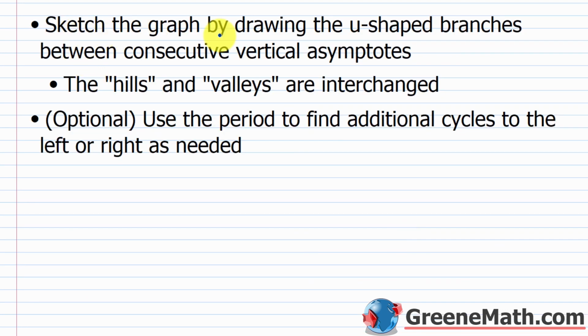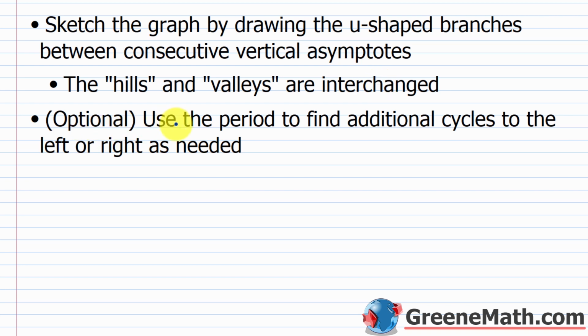All right, then we have sketch the graph by drawing the U-shaped branches between consecutive vertical asymptotes. So you have that the hills and the valleys are interchanged. All you're going to do is take those shared points, start there, make your U-shaped branches, and approach your asymptotes, but not touch them.